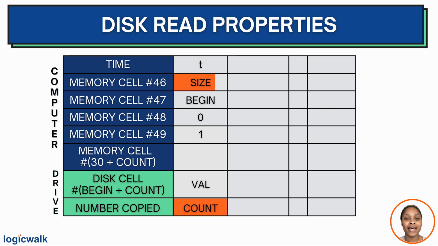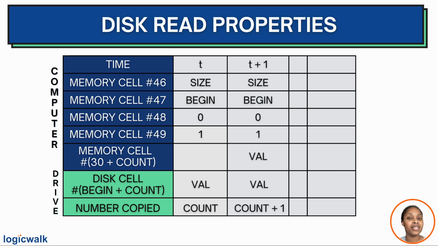If the count is less than size, then at time t plus 1, the value from disk index cell begin plus count is copied into memory cell 30 plus count. We'll also call that data val, since it's the identical value being moved from the disk into memory. And memory cells 46 through 49 will remain unchanged. The hard drive increases the number copied by 1, and the disk data on the disk cells does not change.